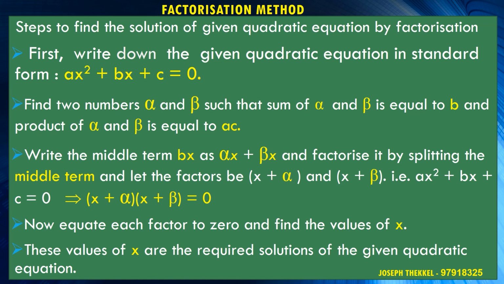That is, ax² + bx + c = 0 gives (x + alpha)(x + beta) = 0. Now, equate each factor to 0 and find the values of x. These values of x are the required solutions of the given quadratic equation.